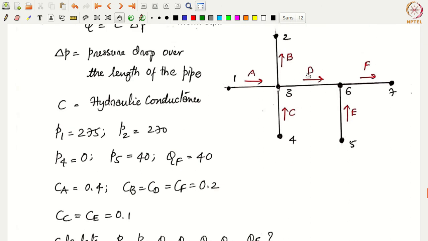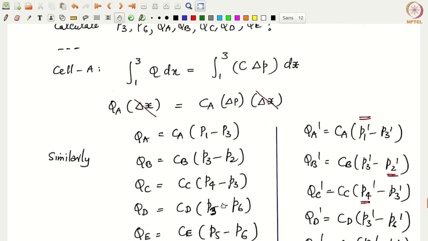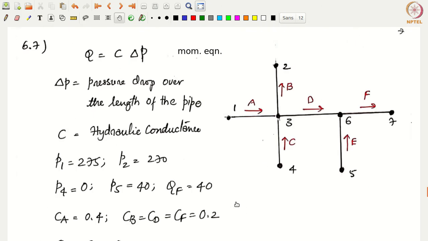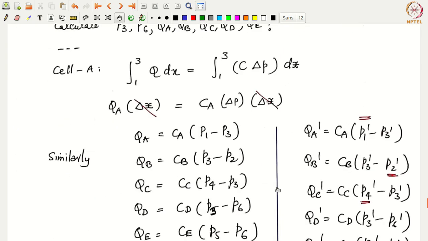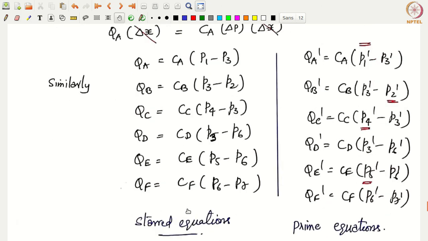QD would be CD times P3 minus P6. So that is your QD, right? QD equals CD times P3 minus P6. And QE would be CE times P5 minus P6. So QE is CE times P5 minus P6. And similarly, you can write QF equals CF times P6 minus P7.